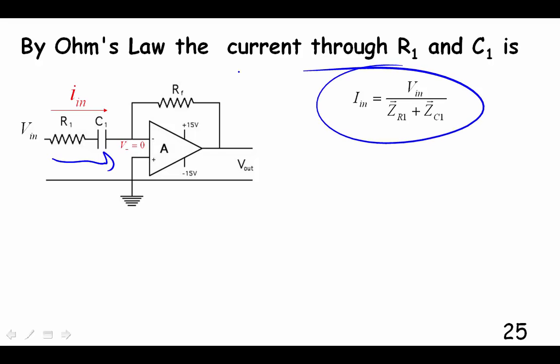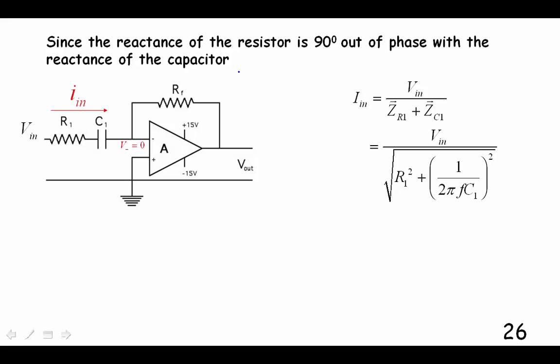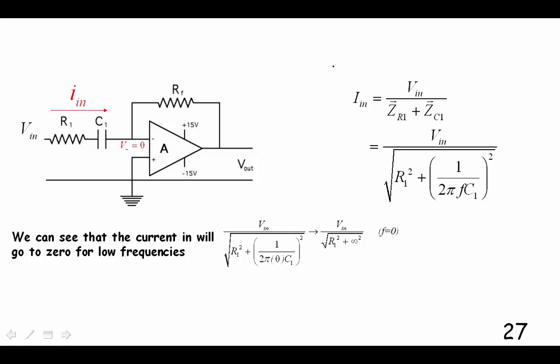We use this equation, the voltage over the reactance. And since these two things are vectors, we have to take the square root of the sum of the squares because they're at 90 degrees from one another. So there we have the magnitude of the current. We see if we put in a frequency of 0, this term becomes infinity, and this term then goes to 0.